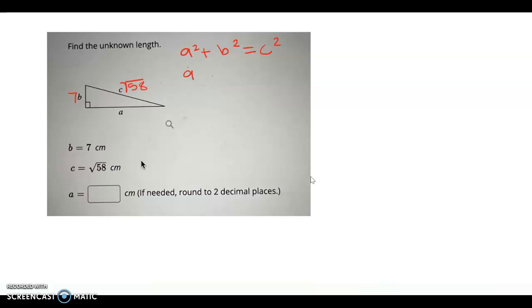So A we don't know, we'll leave as A squared. B squared is 7 squared. And then C squared is the square root of 58 squared. And I'm going to go ahead and put parentheses around that.